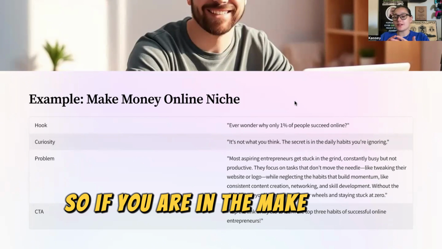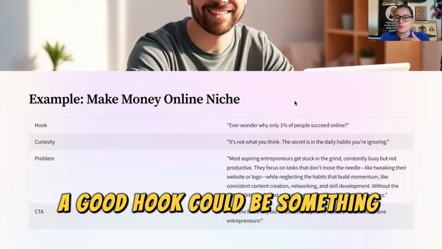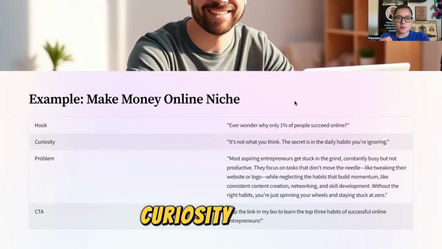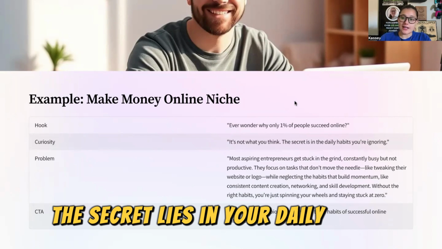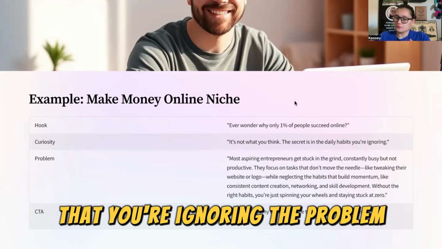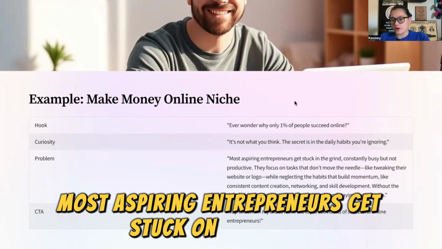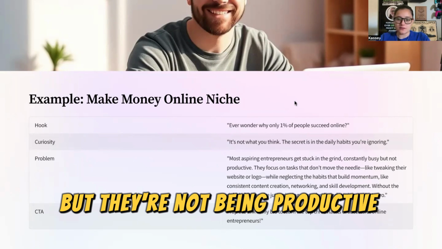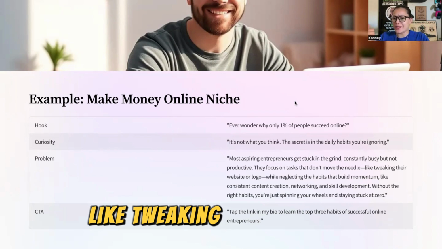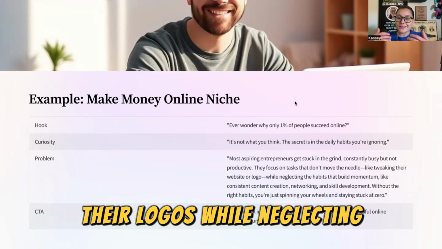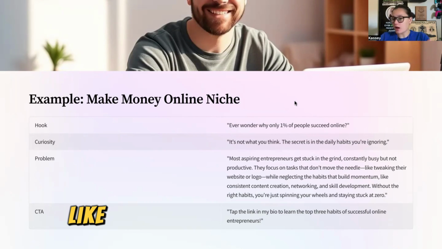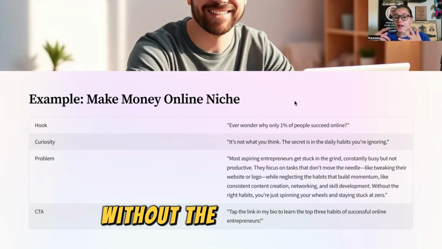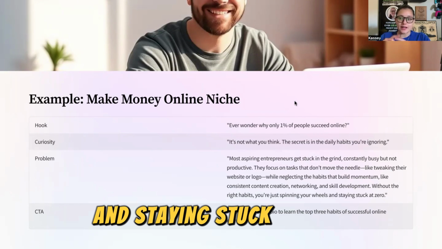Example, if you are in the make money online niche, a good hook could be something along the lines of, ever wonder why 1% of people succeed online, right? Curiosity, pique it: it's not what you think. The secret lies in your daily habits that you're ignoring. The problem: most aspiring entrepreneurs get stuck on the grind, constantly focusing on busy work, but they're not being productive, right? The tasks that are not actually moving the needle, like tweaking their website or their logos, while neglecting the habits that actually build momentum, like constant content creation, networking, skill development. Without the right habits, you're going to be spinning your wheels and staying stuck at 0.